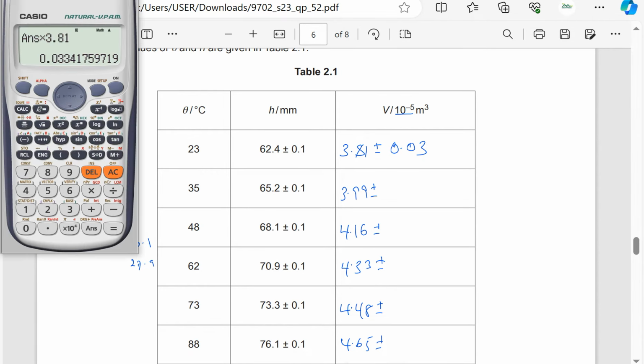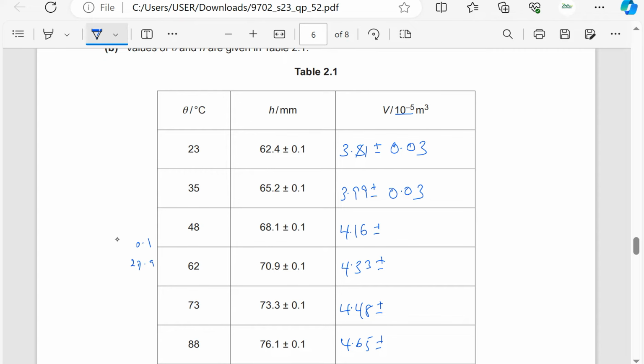0.03. The next one is 2 times. Of course, the first one will be the same, so it is 0.2 divided by 27.9. That will always be the same, plus for H will change, 0.1 divided by 65.2. Then times the value of V, which is 3.99. So that is 0.03 to one significant figure.